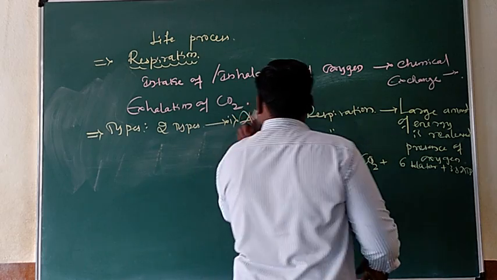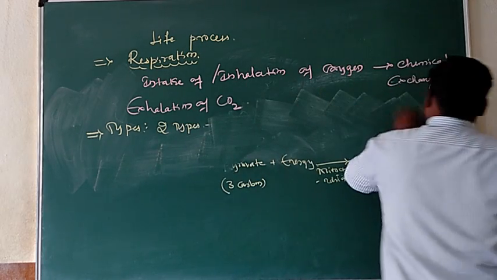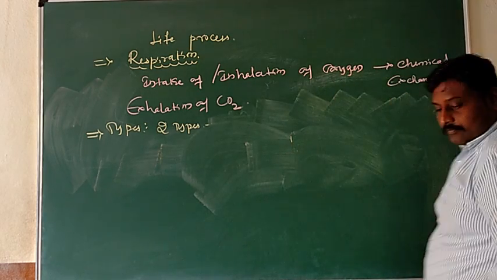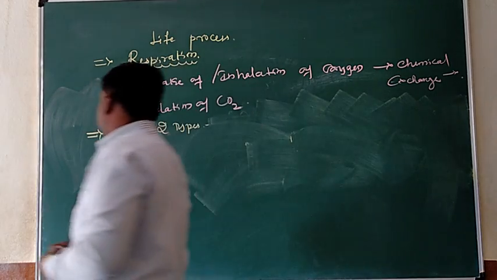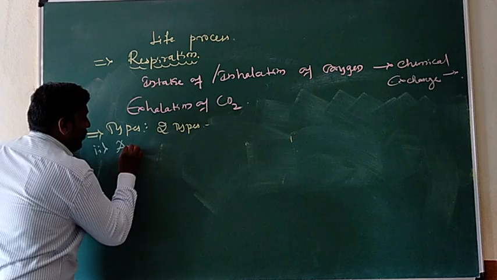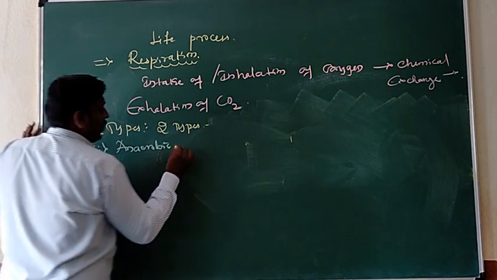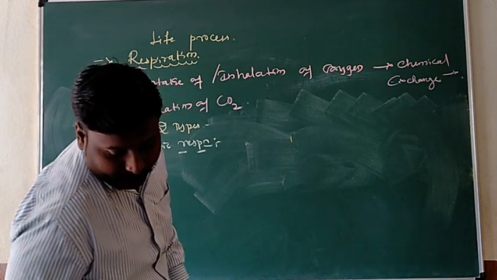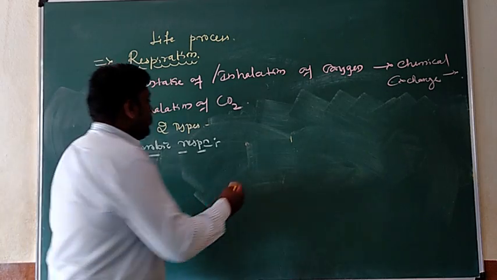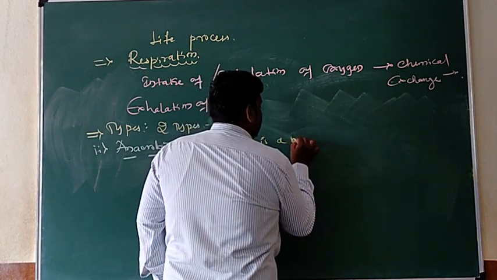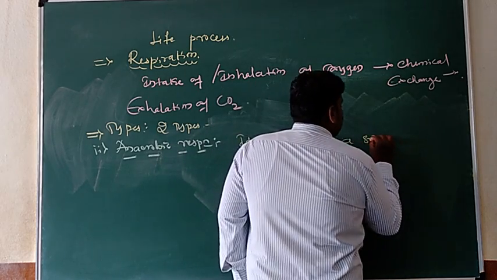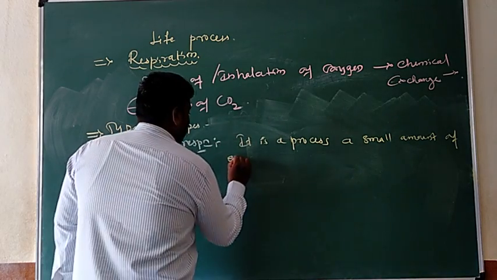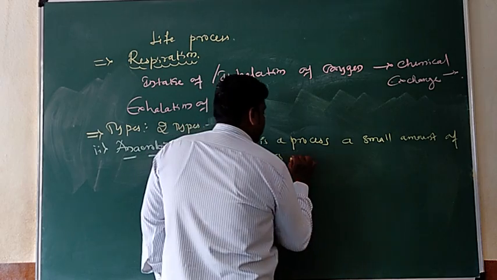The second type of respiration is anaerobic respiration. Yes, students. What happened here? The definition of anaerobic respiration. It is a process in which a small amount of energy is released.